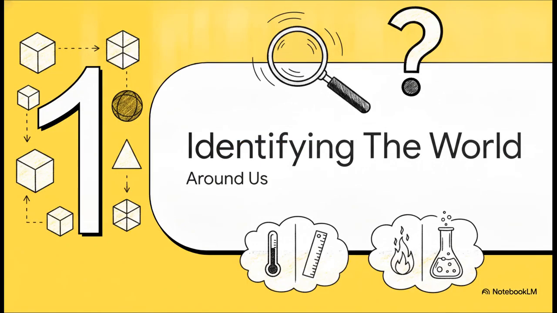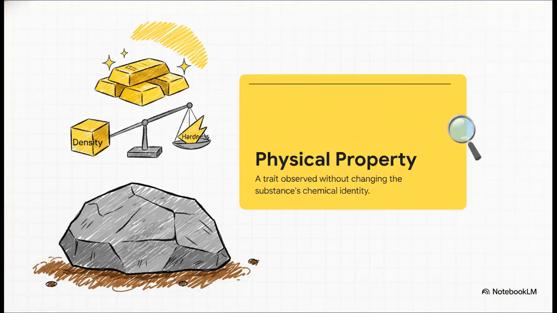Moving on to Section 1, identifying the world around us. Let's break down exactly how we classify all this stuff. To become true material detectives, we have to divide these observable traits into two major categories. Let's start with the first one, the physical property.